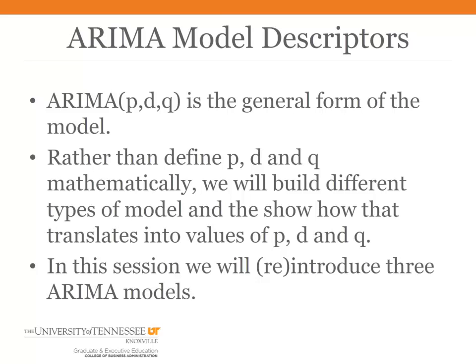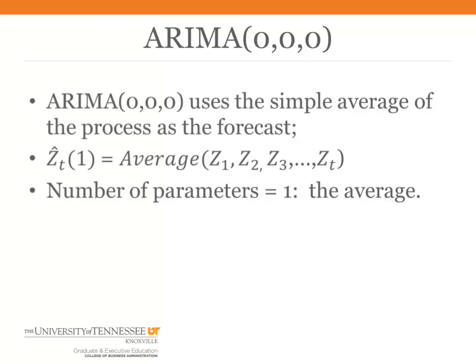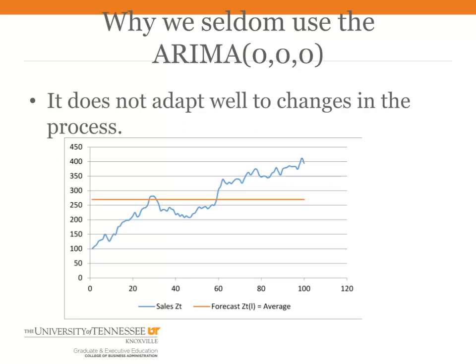The reason I'm introducing this terminology is because it gives you a much richer toolkit to work with in building forecasts. The simplest ARIMA model would be the ARIMA 000, and that model simply says the average is your forecast. In other words, you take the average of all your data points, and that is the forecast of what would happen in the future. And that model has one parameter, which is just the average.